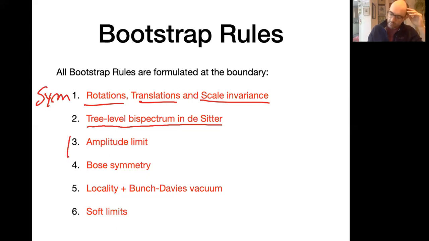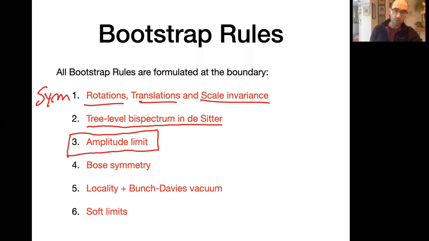And then this is going to be the most powerful fact. I'm going to use a particular limit of correlators in which they reduce to just flat space amplitudes, which are objects that are much easier to compute and for which I already know many results.